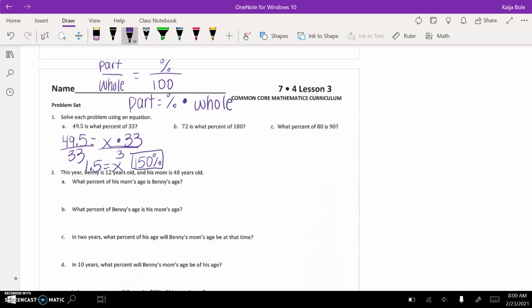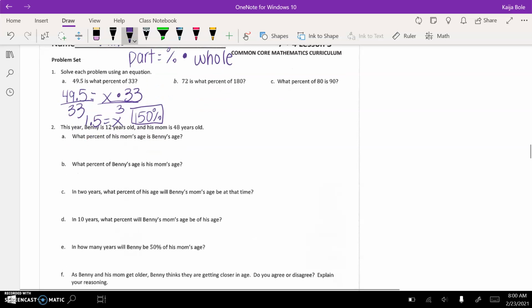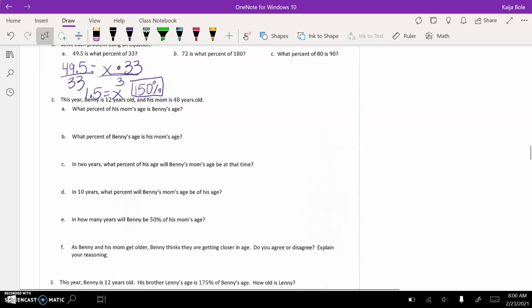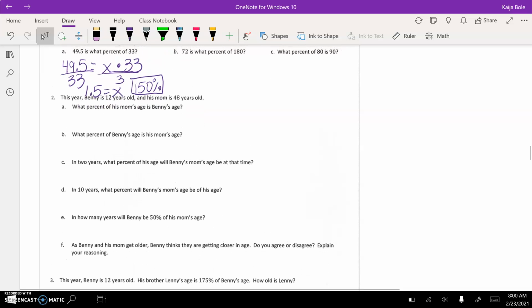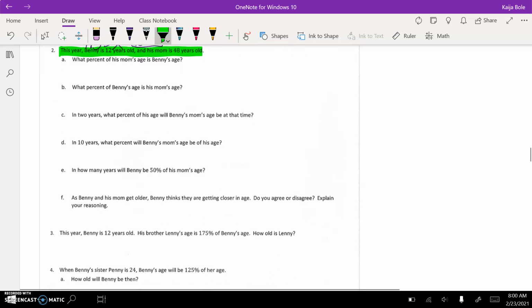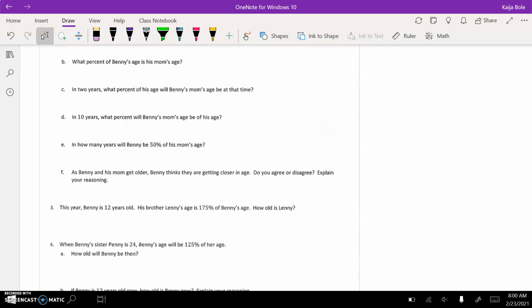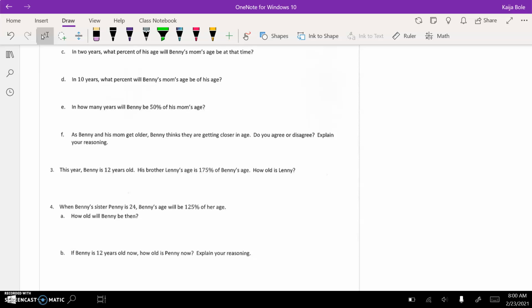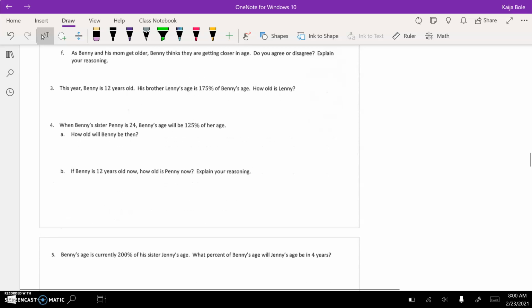Okay, so for some of you, you might be like, I don't want to chance that. I'm just going to stick with the proportion. That's fine. All right, number two, the big question I always get about number two, all of the parts refer back to the original question where it says, this year Benny is 12 years old and his mom is 48 years old. So they kind of all go together, so just keep that in mind. And then 3 is a similar question, 4 is a similar question.